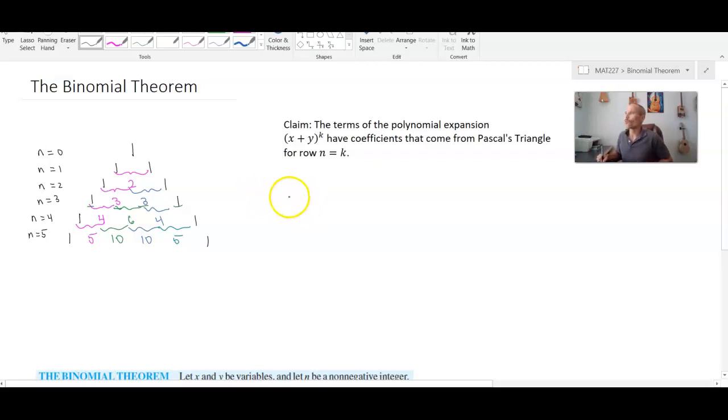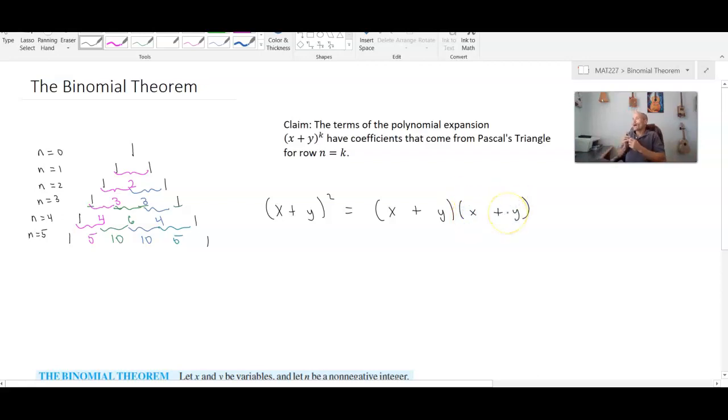Now let's see how this works. For the first two rows, it's kind of trivial, because x plus y to the 0 is 1, and x plus y to the first is just x plus y, so the coefficients are going to be 1. But let's study x plus y squared and see if we can make sense of why this might be. And really, what are those coefficients in Pascal's triangle really saying?